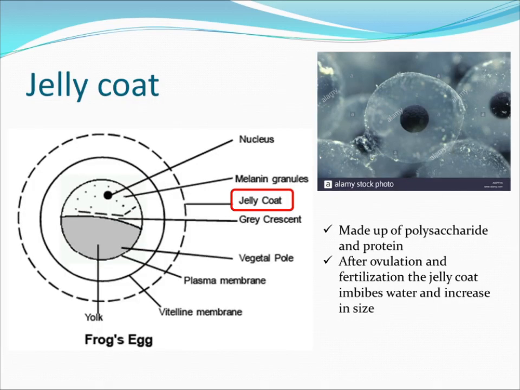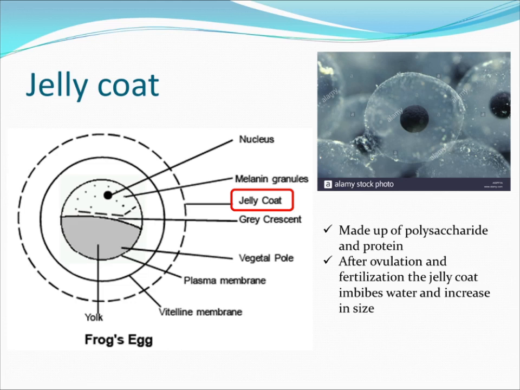Next type of tertiary egg membrane is jelly coat. This jelly coat is different from the jelly coat that we have seen under primary egg membranes. Here, this jelly coat is categorized under tertiary egg membranes because it is secreted by the oviduct. The jelly coat is found in the egg of amphibians, and it is formed of a gelatinous material. It is secreted by the oviduct, and it is made up of polysaccharides and proteins.